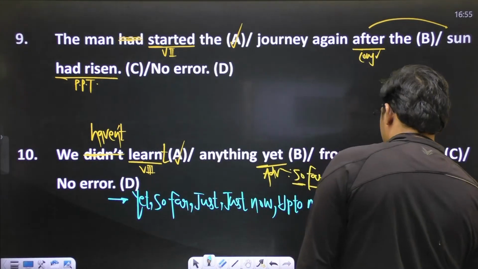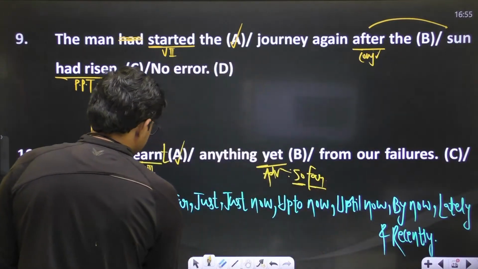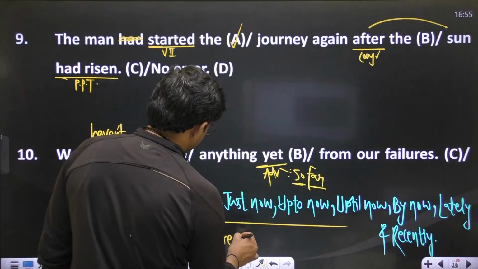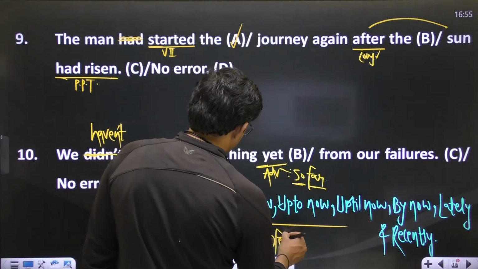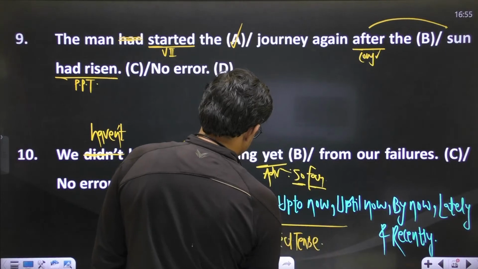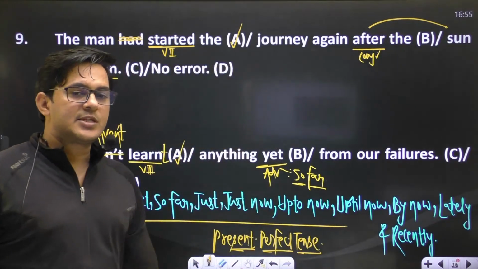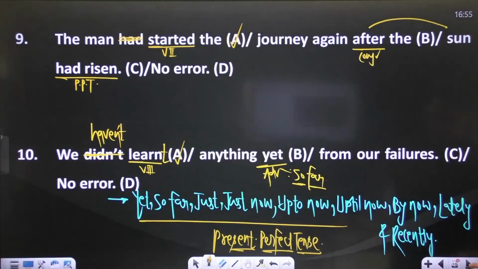Lately and recently. All these words demand present perfect tense. But with the word yet, present perfect tense will be there, and the negative in present perfect tense. If you talk about the word yet, so now the sentence is okay, the error is in part A.